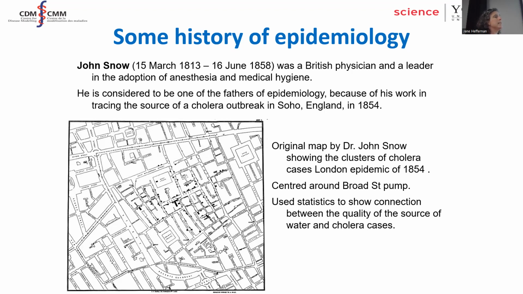So then that helped instigate a study into why that pump was causing cholera. And the epidemiology study showed that the intake of water for that pump was directly from the Thames River, of course. And a little bit further up on the Thames River was a sewage release into the river. And so people were drinking or using water that was contaminated with sewage, and that gave them cholera. Okay. So he used statistics to show the connection between the quality of the source of water and cholera cases.